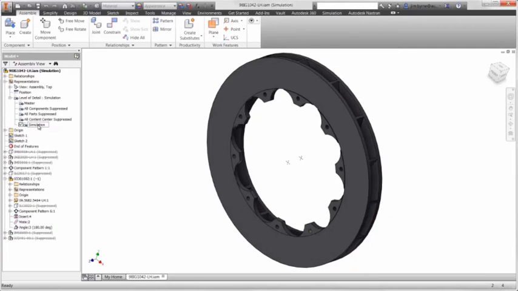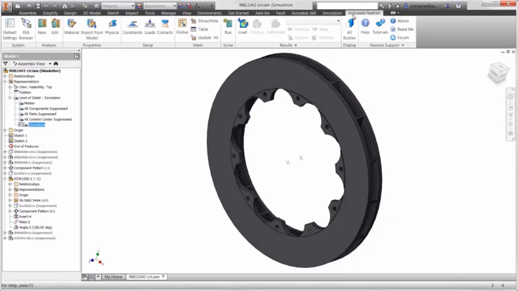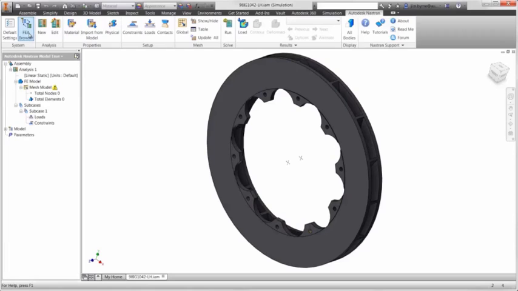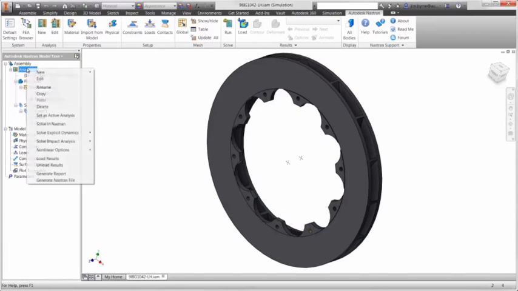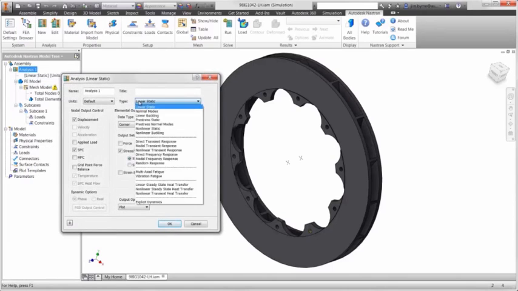We will look at the temperature distribution of the rotor due to the thermal loading and heat dissipation as a result of convection. Let's begin by specifying linear steady-state heat transfer for the analysis.